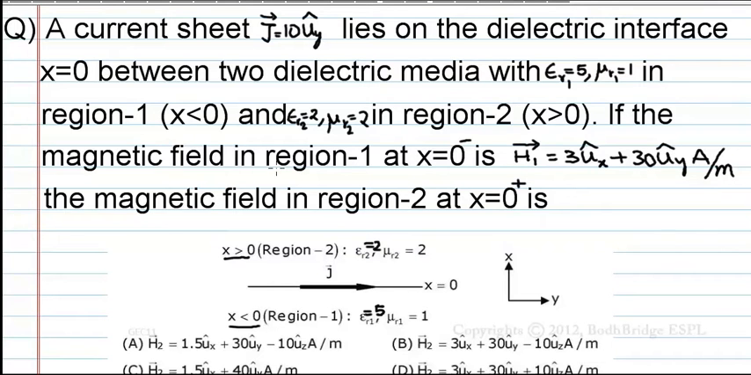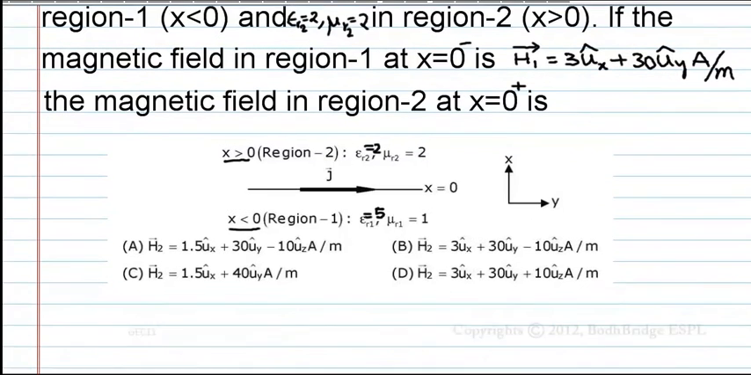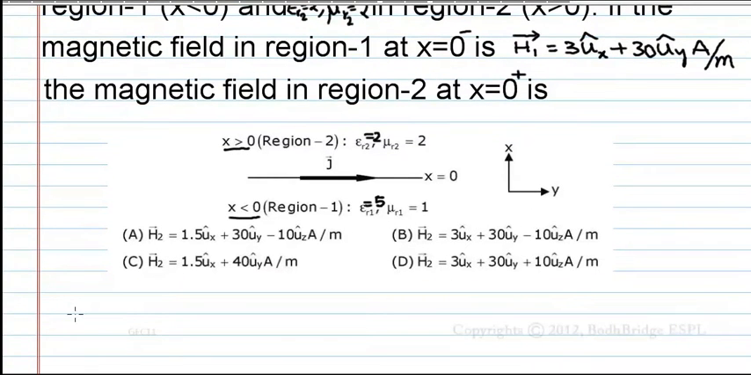If the magnetic field in region 1 at x equal to 0 minus is H1 bar equal to 3 ux cap plus 30 uy cap ampere per meter, then the magnetic field in region 2 at x equal to 0 plus is? This is a direct question asked from the boundary conditions. He has given H1 bar at x equal to 0 minus, and he is asking at 0 plus.